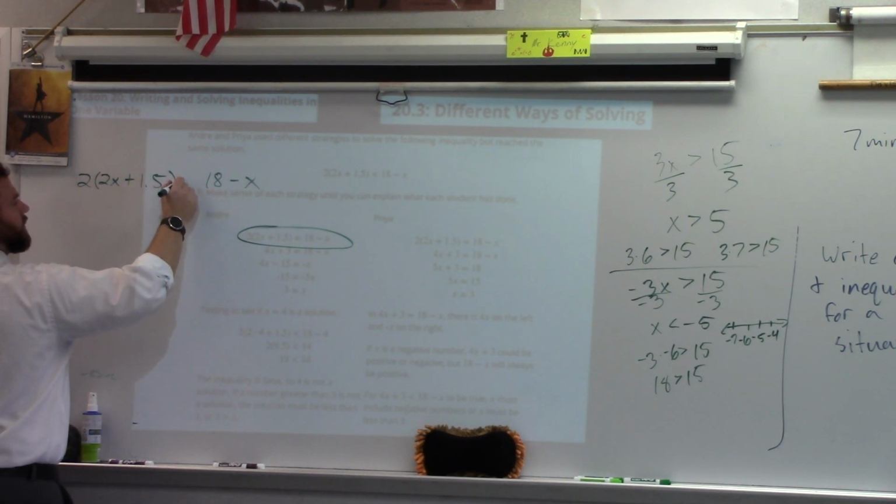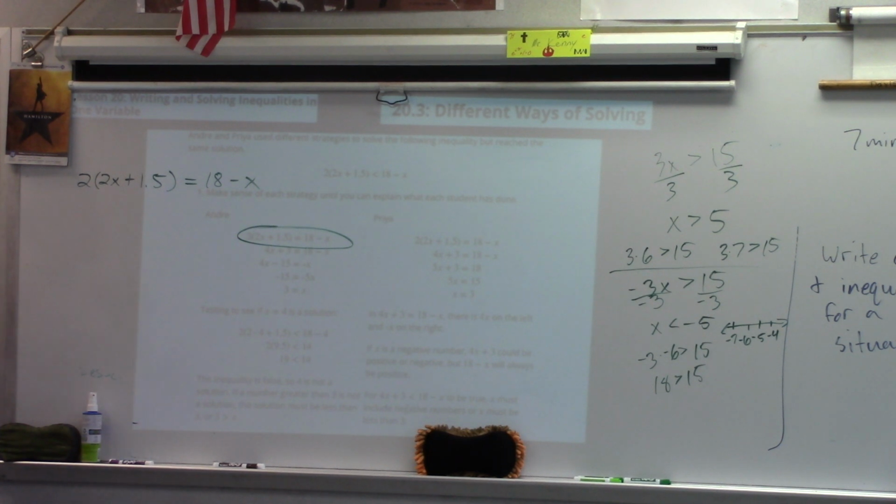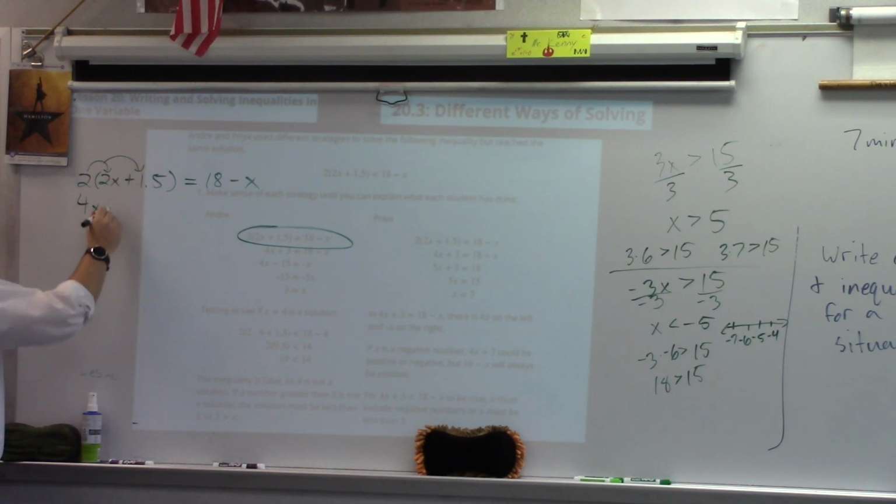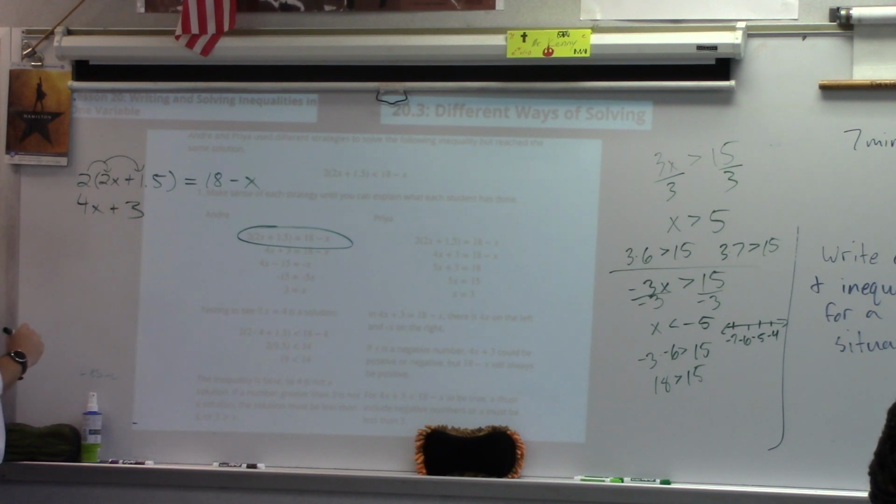This is where we left off yesterday. It equals 18 minus x. Now what would we do? We can distribute, can't we? 2 times 2x is 4x. 2 times 1.5, you can use a calculator, is 3.